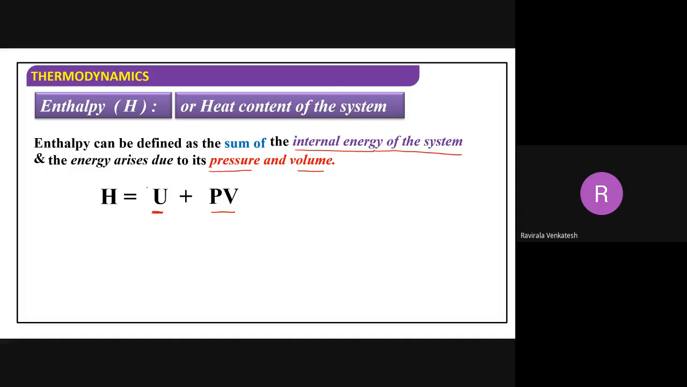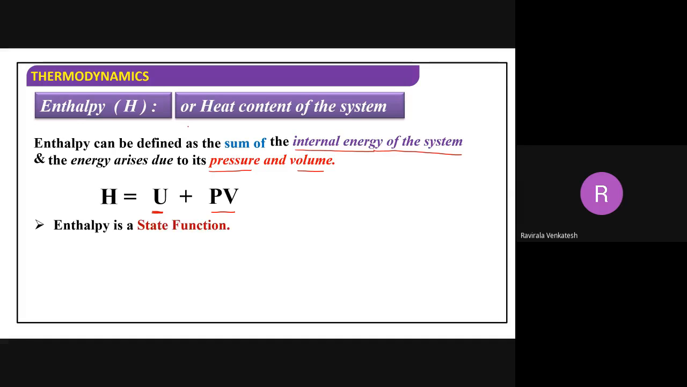Called enthalpy. H is enthalpy. H means enthalpy. So enthalpy can be defined as the sum of the internal energy of the system and the energy that arises due to pressure and volume. So this is the formula for enthalpy, right?